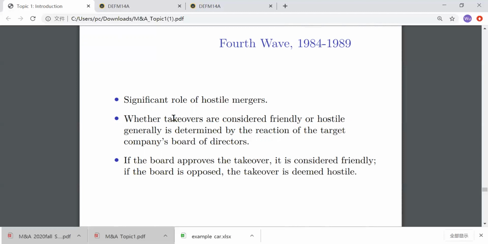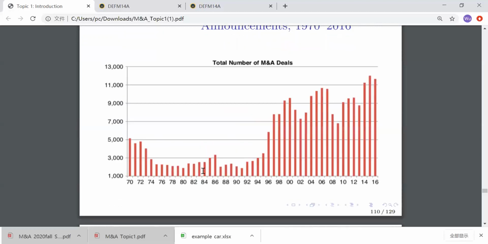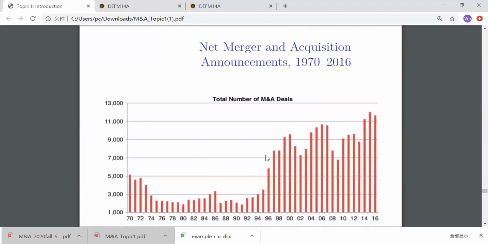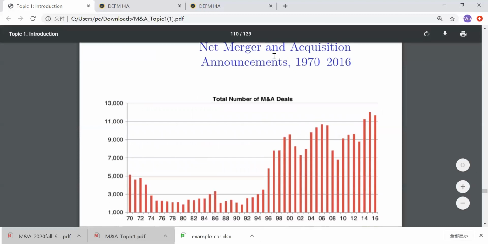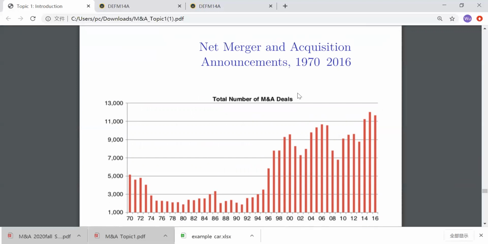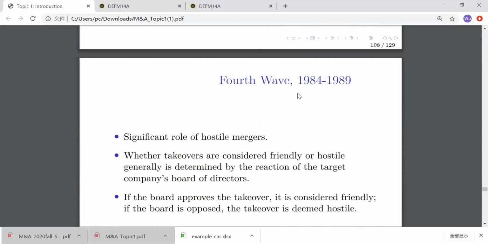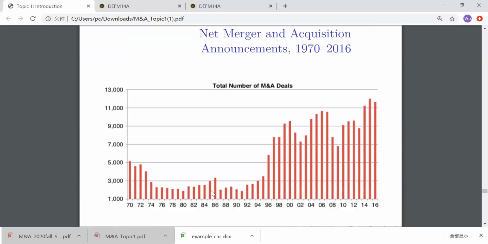Whether takeovers are considered friendly or hostile is determined by the reaction of the target. If the board approves the takeover, it's friendly. If the board doesn't like the merger, it will be hostile. This graph shows the net merger and acquisition announcements from 1970 to 2016. You can find this fourth wave, from 1984, typically here.